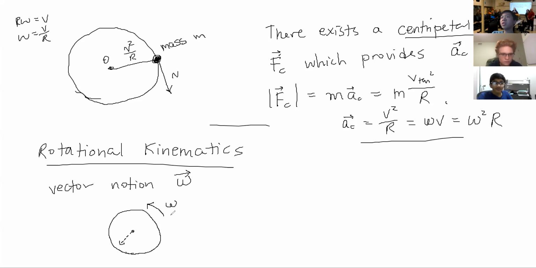And then who remembers the cross product from vectors a million years ago? Wait, I don't entirely understand.